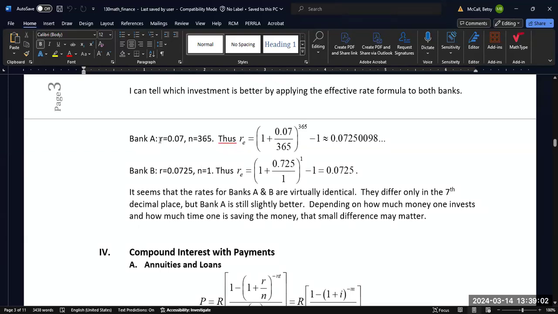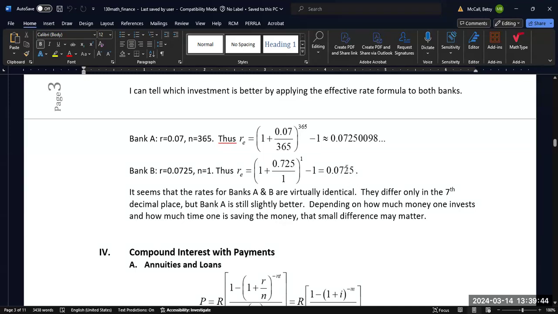So here in Bank A, the rate is 7%, compounding daily is 365. We're going to go through one yearly cycle, so that's 365 compounding events. And when you calculate this, you're going to end up with 7.250098%. And in Bank B, if you put in 7.25%, that's 0.0725, n is 1 because it's just one compounding period. And when you do that calculation, you get 0.0725 and stop, because you're only applying the interest rate one time.